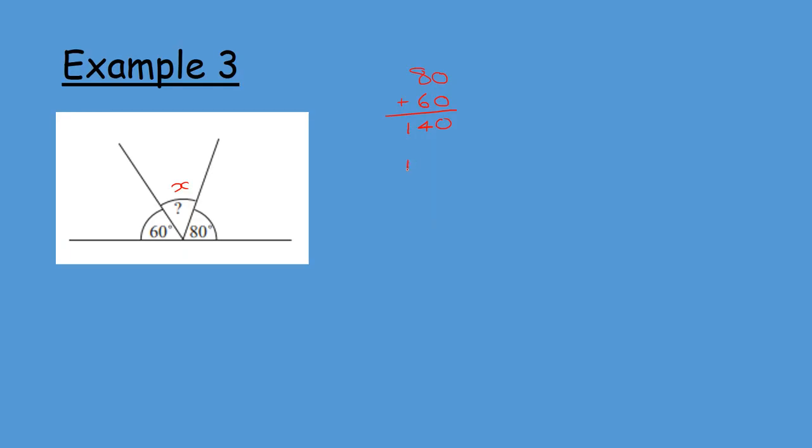Then we would need to say, well, we know our total is 180. We're going to take 140 away from that. So we've got 0 there. 8 take away 4 is 4. 1 take away 1 is 0. So we've got 40 here. So we can see that our angle X is equal to 40 degrees.